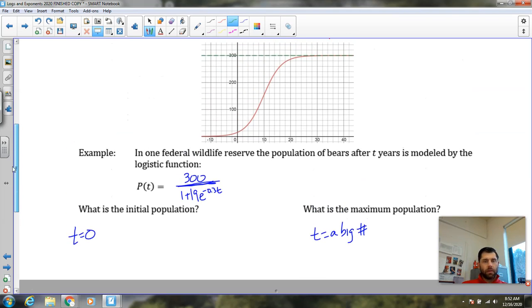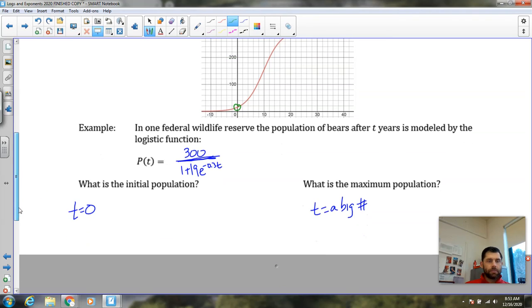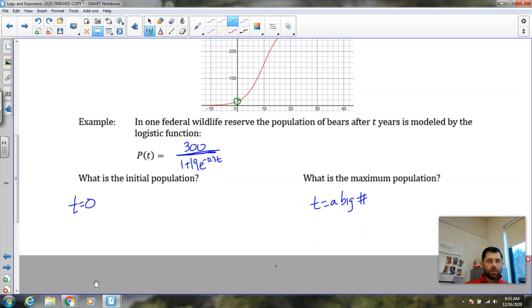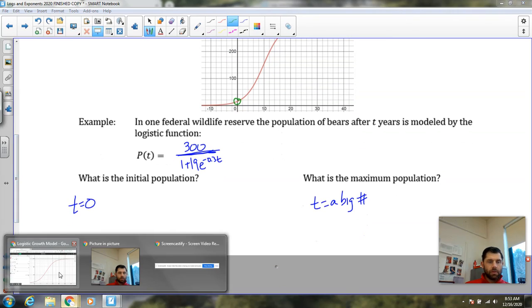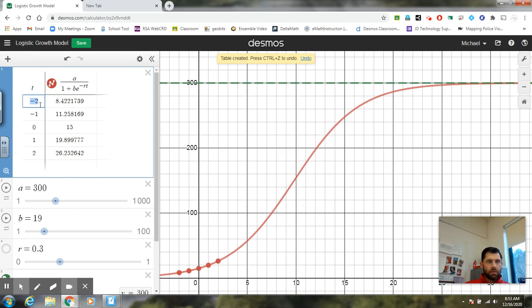I am back. So when t is 0, when the time is 0, the initial population, that's really just like usual. That's our y-intercept. That's our starting point. So if you went to the graph that I linked and you looked really closely, we're going to see that initial value, when time is 0, the initial value, we could also look at this as a table. The initial value is 15 bears.